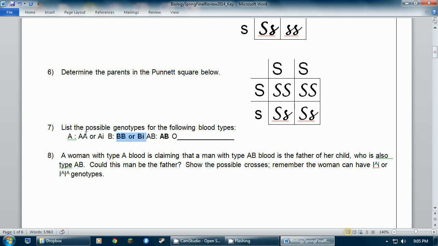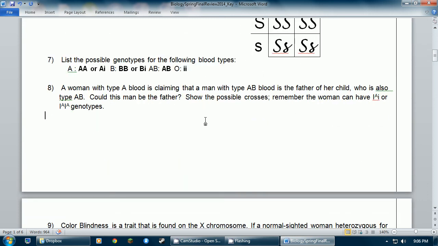Let me bold these so they're a little bit easier to see. No boldness for you, i. Finally, the O type, you have to get 2 copies of that i version of the gene, and thus lowercase i, resulting in a lack of either the A or the B marker on the surface of the blood. Okay, so we're going to use those ideas in this problem down here.